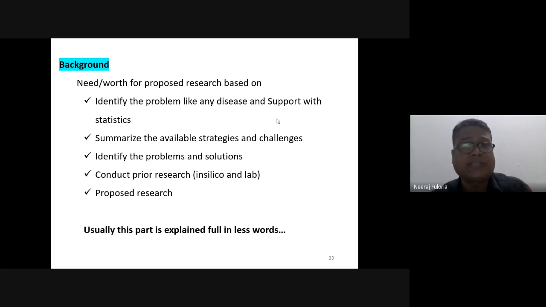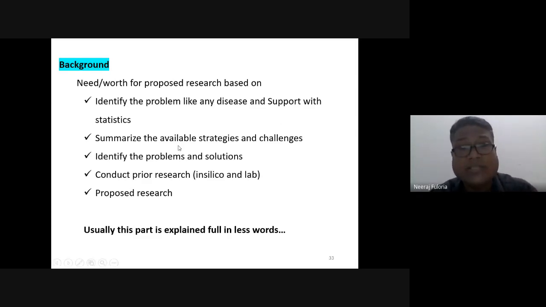Let's say diabetes. You will tell that diabetes is a problem in India or globally, and you will give statistics. If it is a national-level project, you'll give national, country-specific statistics at minimum. Internationally also you can interpret, not an issue. But definitely if it's an international project, then you have to give the statistics as per international data.